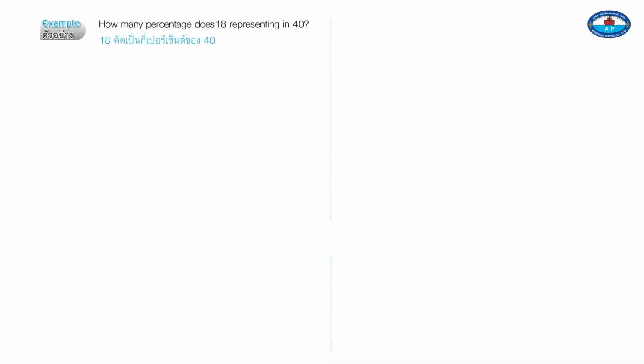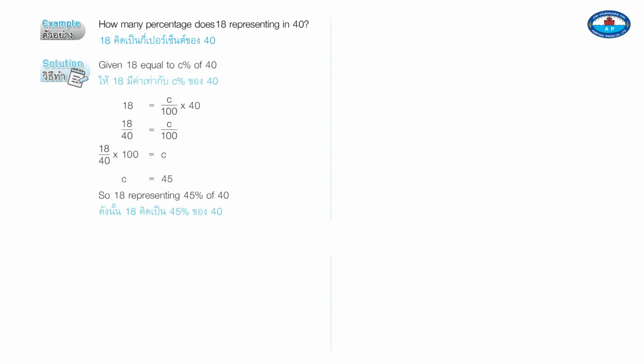Example, how many percentage does 18 represent in 40? Solution, given 18 equals C percentage of 40. 18 equals C over 100 times 40. 18 over 40 equals C over 100. 18 over 40 times 100 equals C. C equals 45. So 18 represents 45% of 40.